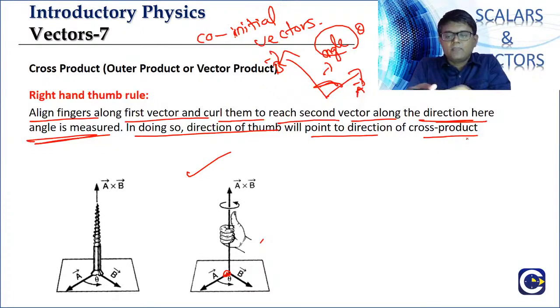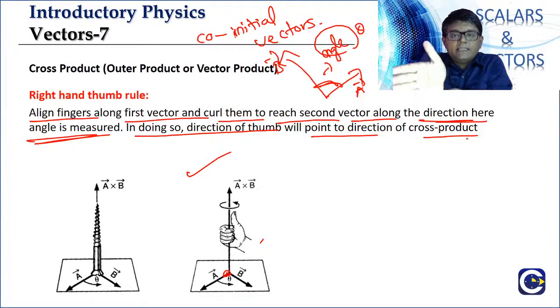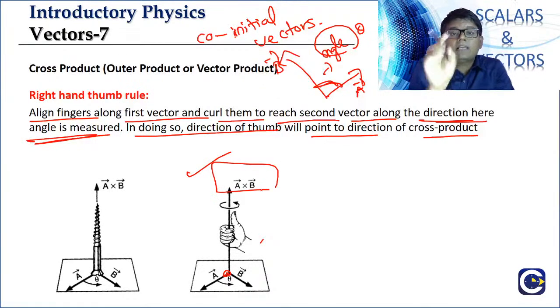I'll just show you. Let us say this bigger marker is A bar and the small pen is B bar. I have kept them as co-initial. Align your fingers in the first vector, that is A bar. Remember, when you are writing A cross B, A is our first vector and B is our second vector. Keep your fingers in the first vector.